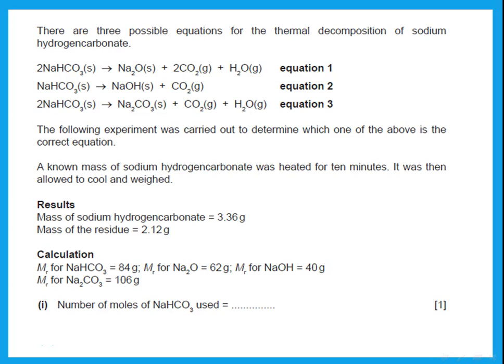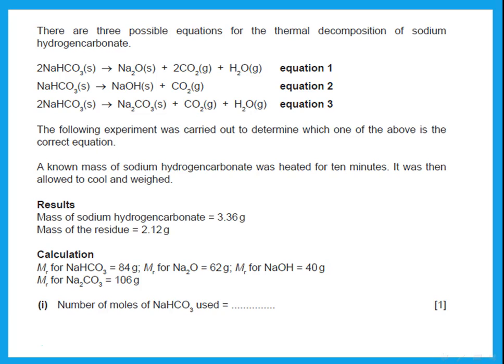Okay, there are 3 possible equations for the thermal decomposition of sodium hydrogen carbonate. So he gives me equations, which he calls equation 1, equation 2, equation 3. The following experiment was carried out to determine which one of the above is the correct equation. We don't know which one is the correct one, so we're going to do an experiment. A known mass of sodium hydrogen carbonate was heated for 10 minutes. It was then allowed to cool and weighed.